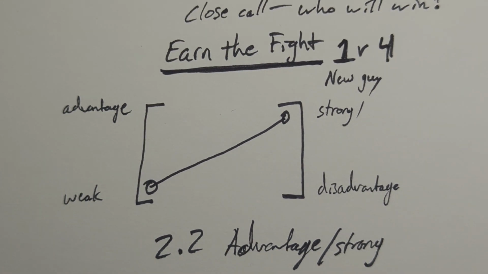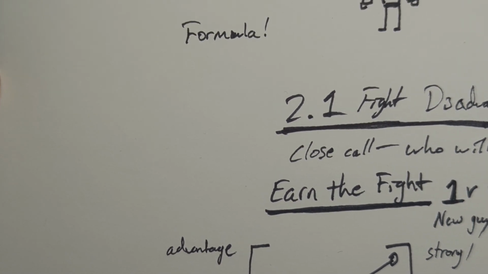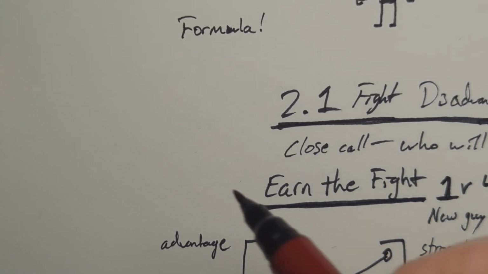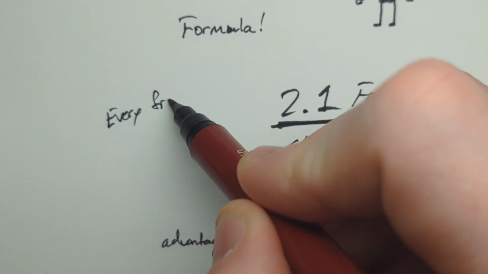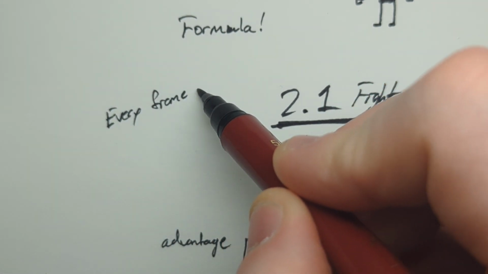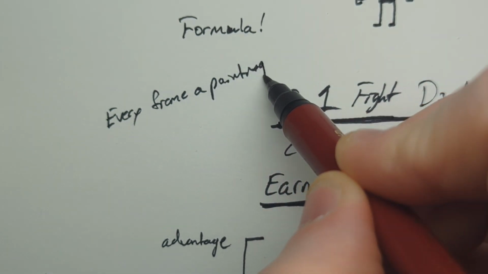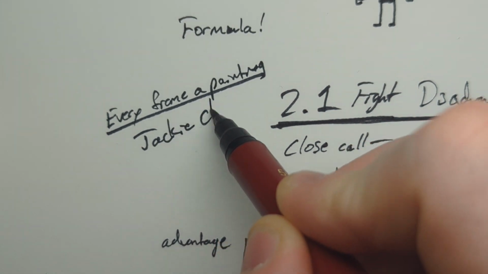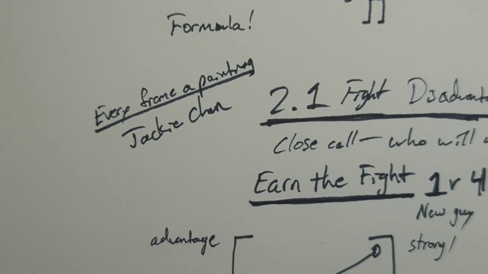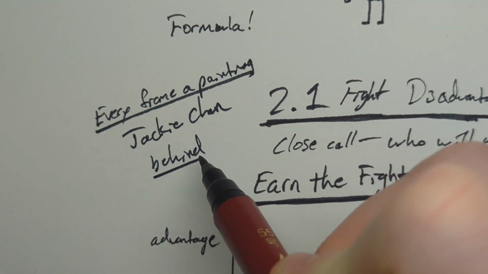There's a great video, I don't actually remember the name of it, but it's by Every Frame a Painting. This brilliant, brilliant channel. What they do is they talk about Jackie Chan and his fights. And basically, he always starts from behind. He's always at a disadvantage.